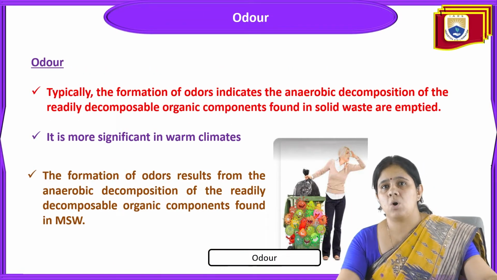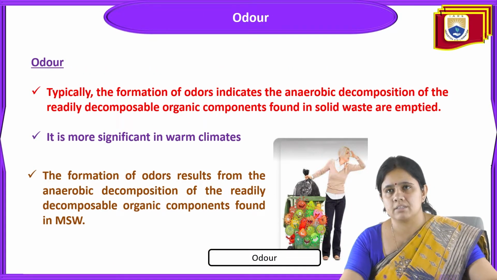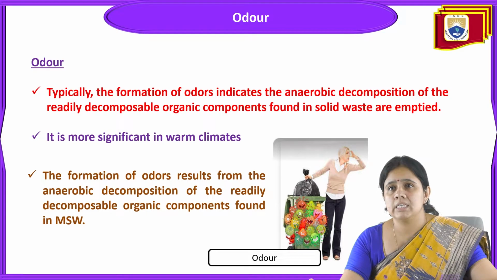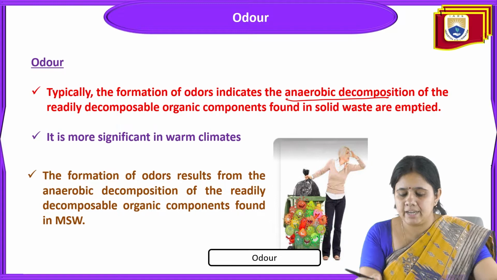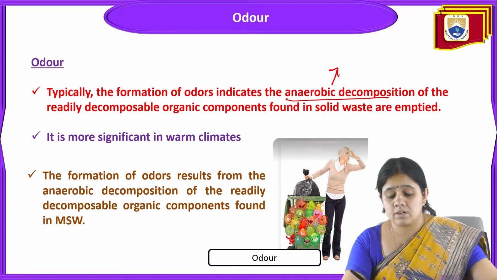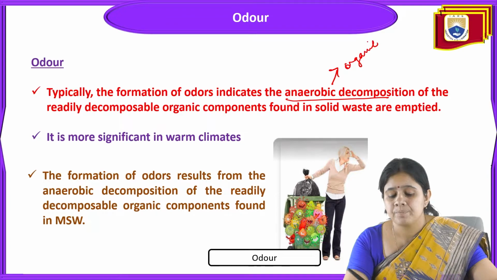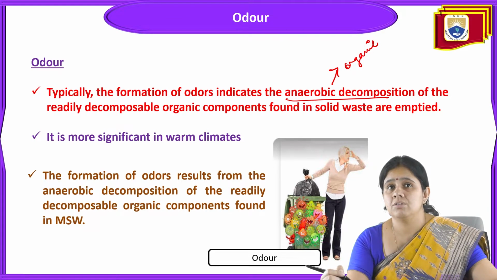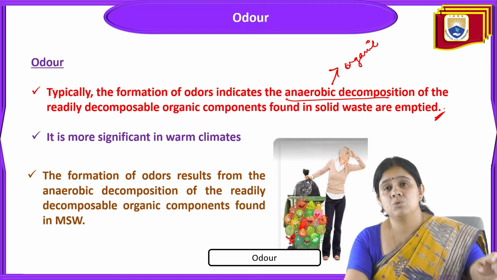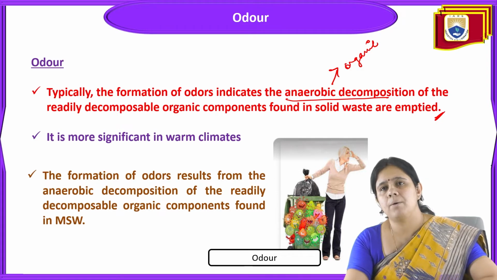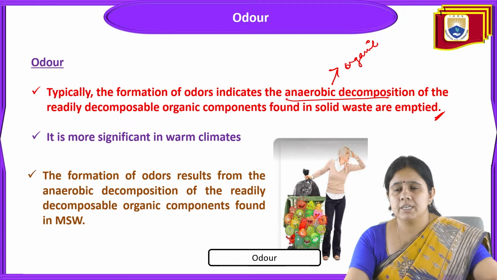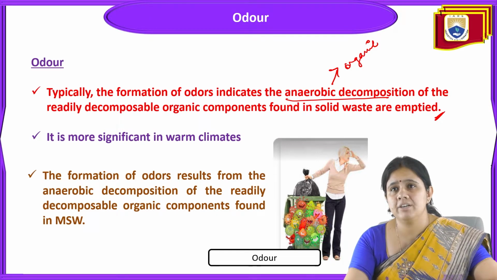We are going to discuss odor. How does odor come in waste? Typically, the formation of odor indicates anaerobic decomposition. Obviously, anaerobic decomposition will lead to the odor of the waste. The readily decomposable organic components found in solid waste decompose anaerobically, and this is more significant in warm climates. Actually, a warm climate is good for the development of anaerobic bacteria. Anaerobic bacteria will grow fast in a warm climate.